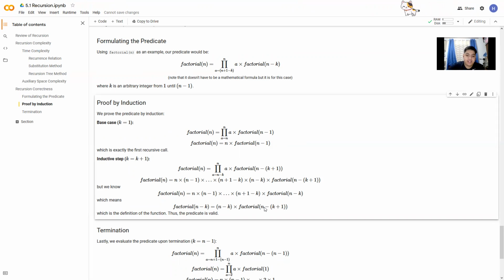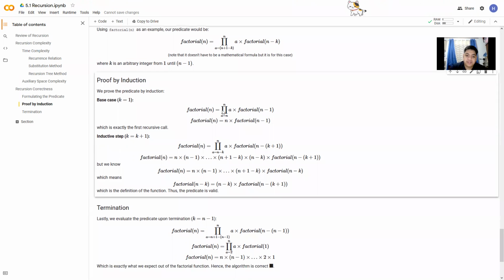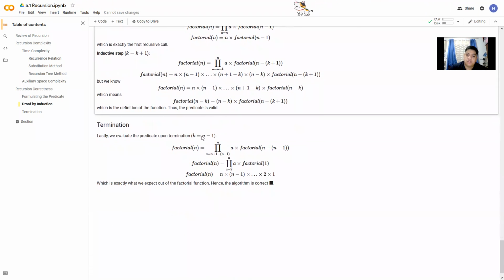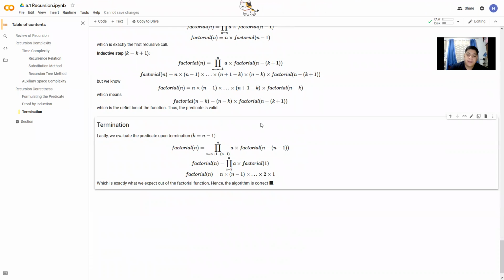So now we terminate our function, and the function terminates when we have k equals n minus 1. So when k becomes n minus 1, the term below simplifies to 2. So we get the product from n times n minus 1 to n minus 2, etc. until 2. And then what we're left with here is the factorial of 1, which is our base case, which is 1. And this is exactly the definition of the factorial function, which proves that our algorithm is correct.